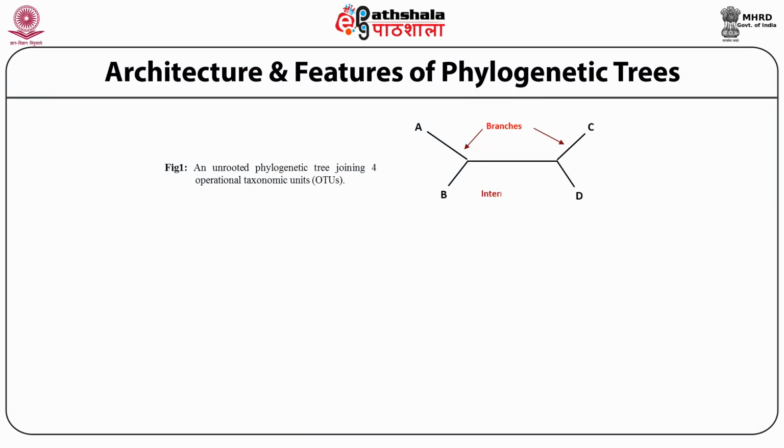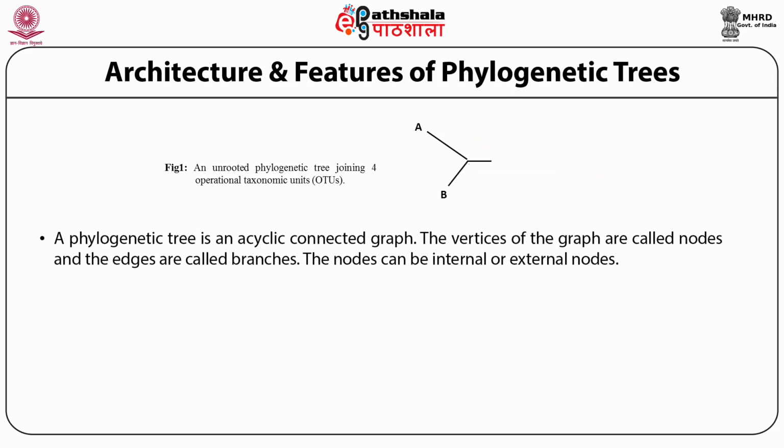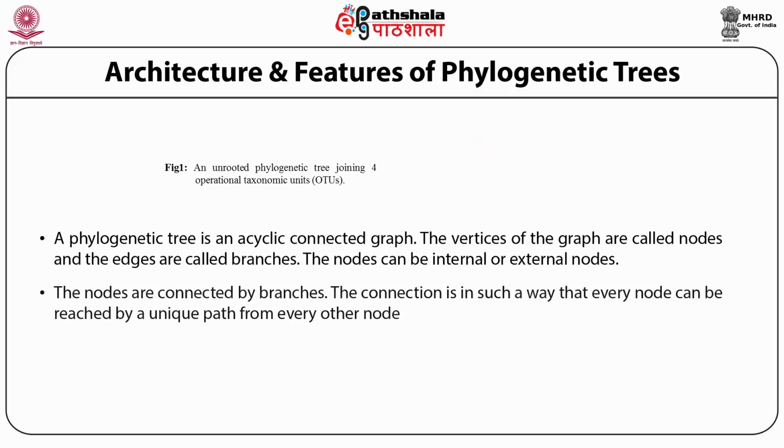Architecture and features of phylogenetic trees. The figure displayed in this slide shows an unrooted phylogenetic tree joining four operational taxonomic units, named A, B, C and D. A phylogenetic tree, as shown here, is an acyclic connected graph. The vertices of the graph are called nodes and the edges are called branches. The nodes can be internal or external nodes. The nodes are connected by branches in such a way that every node can be reached by a unique path from every other node. For example, from node A, we can go to node D by means of a unique path.